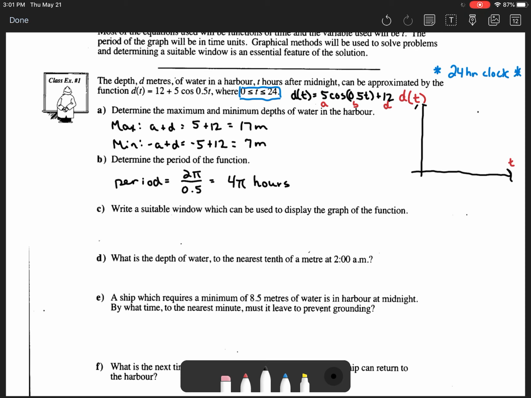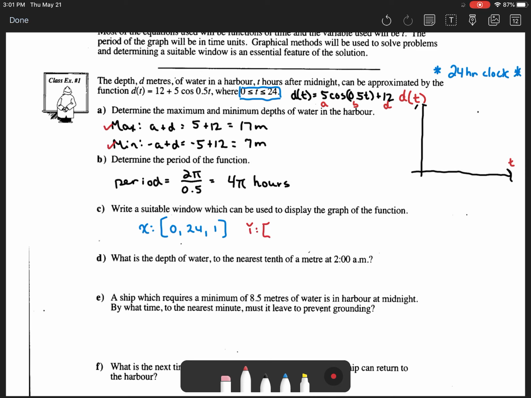So write a suitable window which can be used to display the graph. Well, that comes down to the range that I just calculated and the domain they gave me in the question. So for the x's, the domain, I would have 0 hours, that's midnight, all the way up to 24 hours. Okay, and your scale can just be 1 hour. Every tick you see on the x-axis could be 1 hour. If you prefer 2 hours or 5 hours, that's fine. But it's the 0 to 24 that's a big deal. Remember, the first number is your minimum, the second number is your maximum, the third number is your scale.